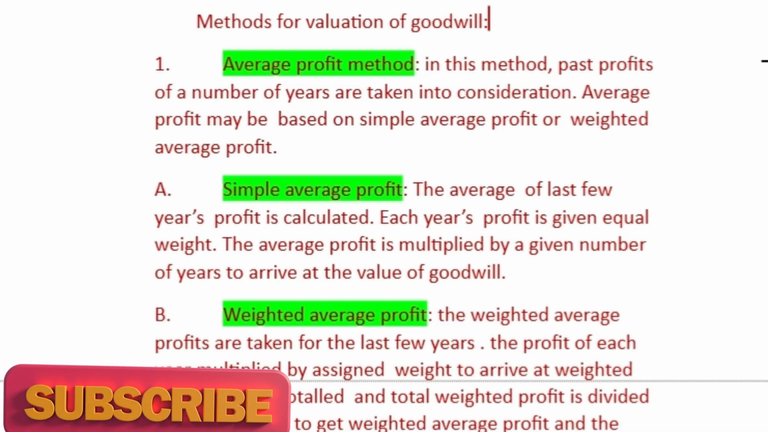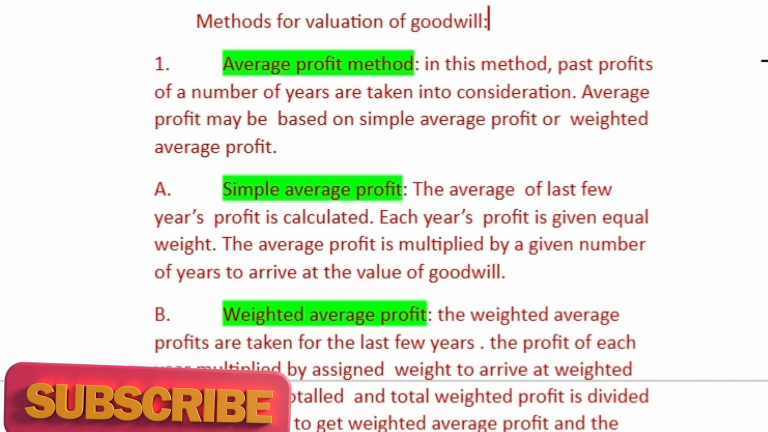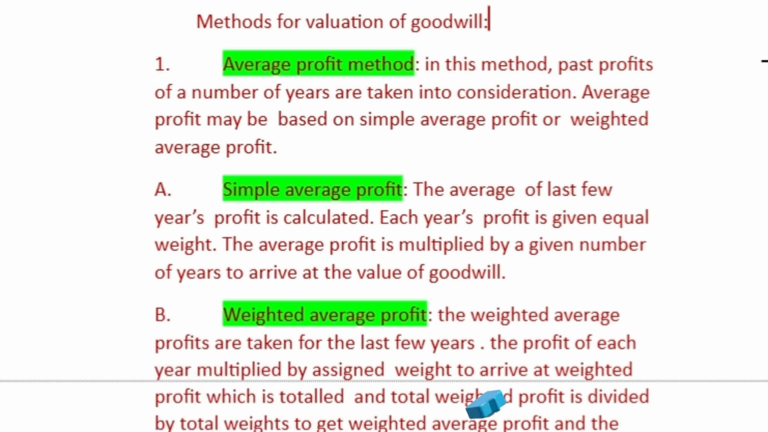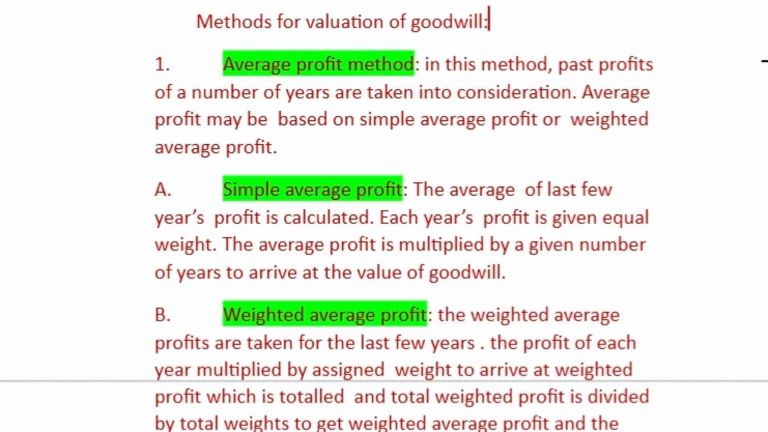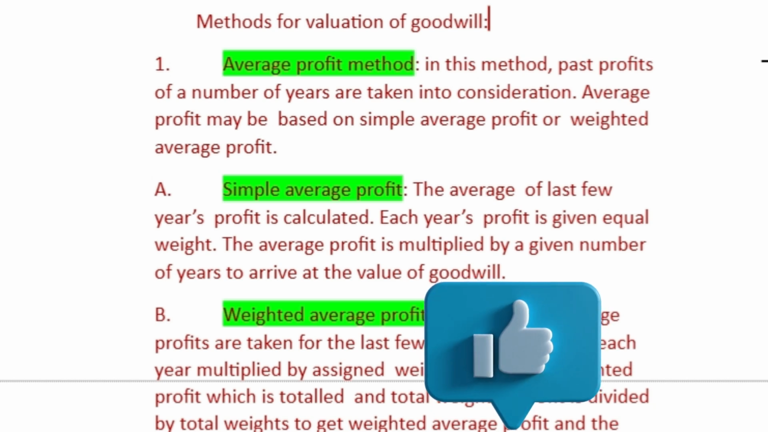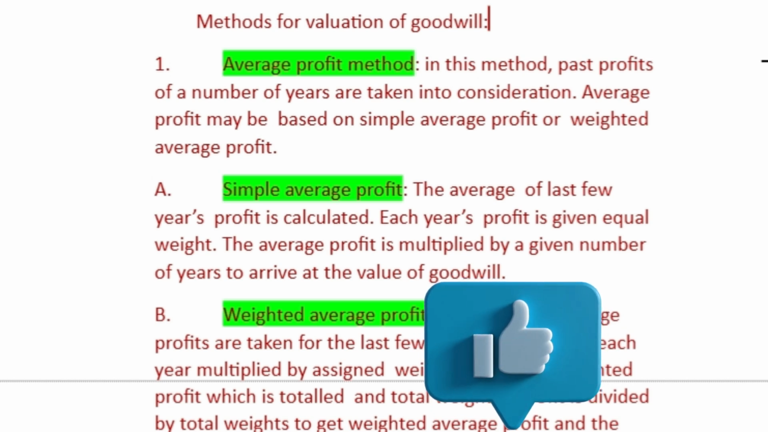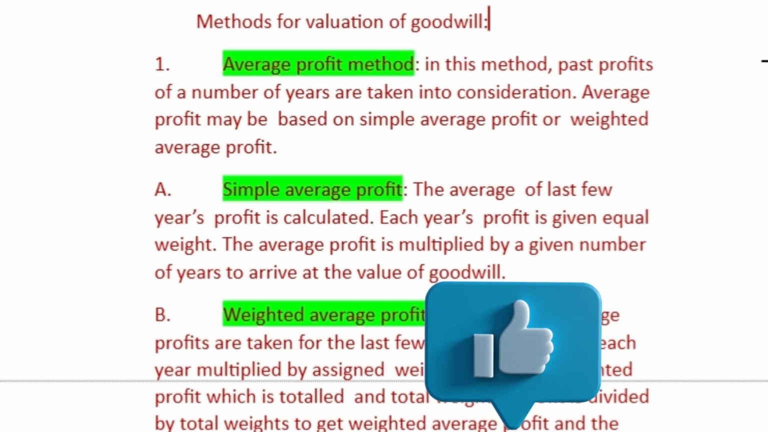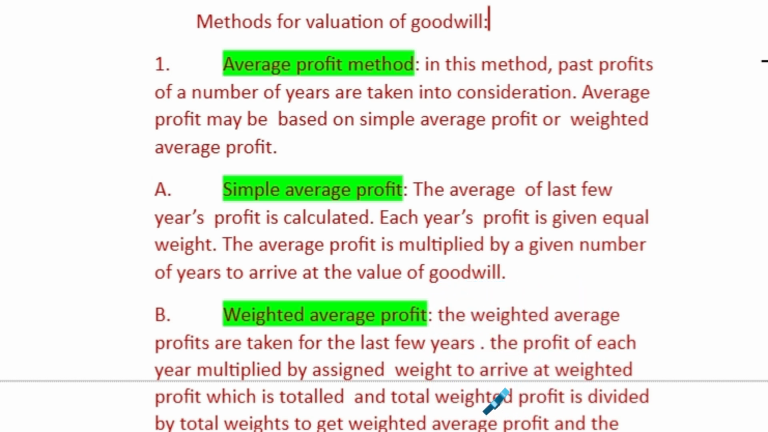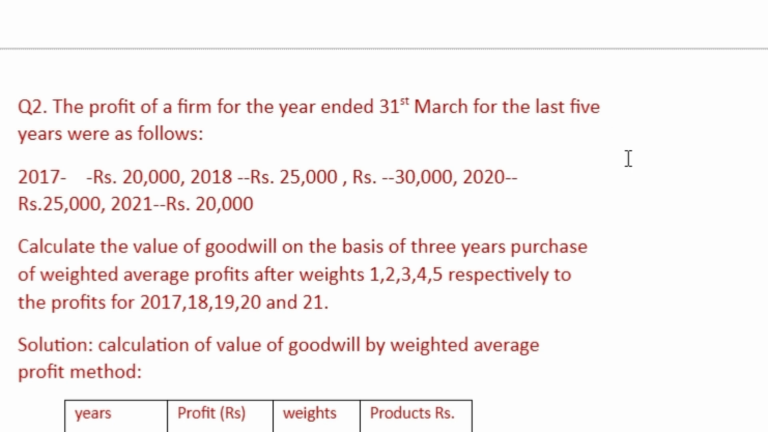In my preceding theoretical discussions, I discussed the meaning, features, and factors affecting the value of goodwill, as well as the need for valuation of goodwill under different situations. In today's class, I have taken for calculation the value of goodwill from an accounting point of view. There are broadly three methods for calculation of the value of goodwill: the average profit method, the super profit method, and the capitalization profit method. I will explain all these one by one.